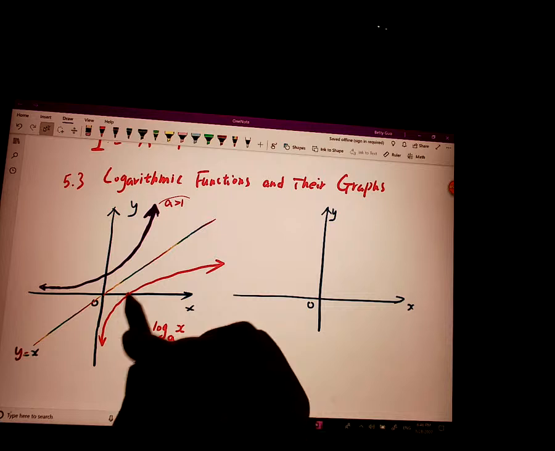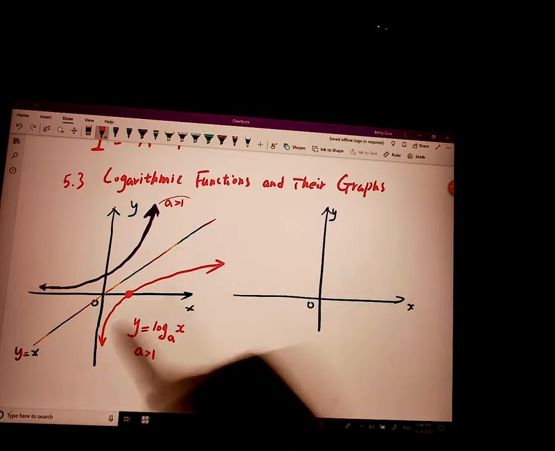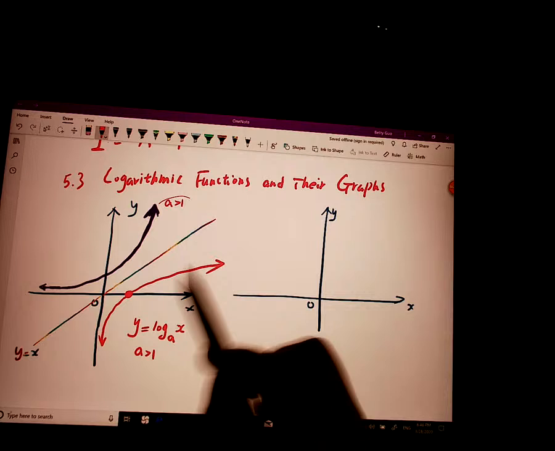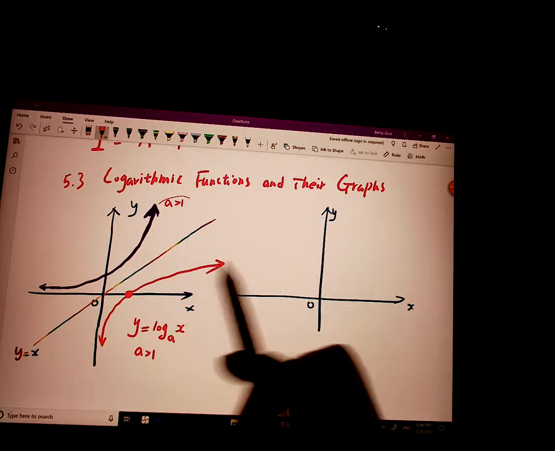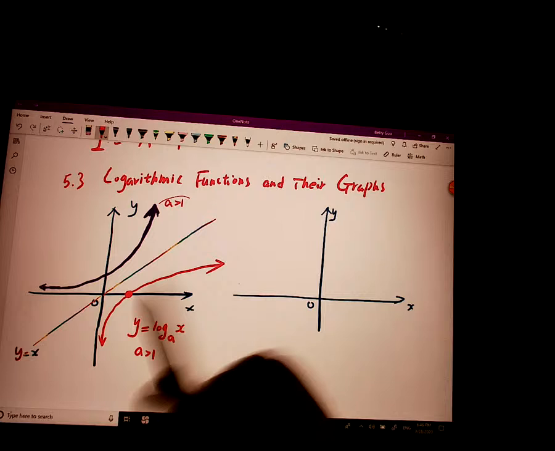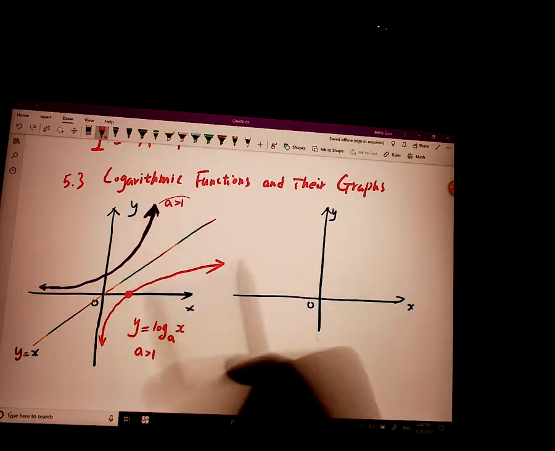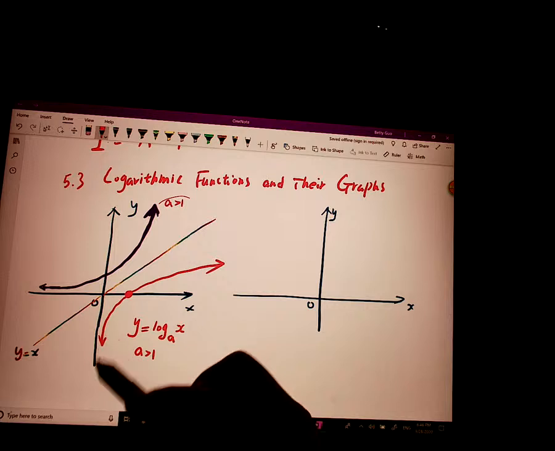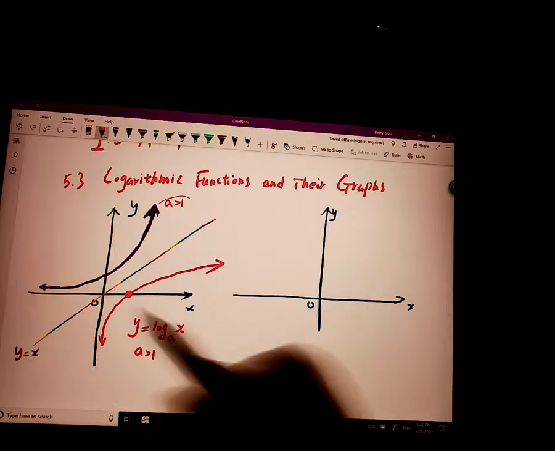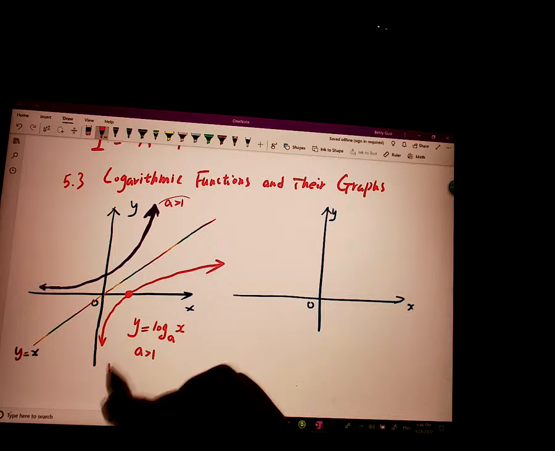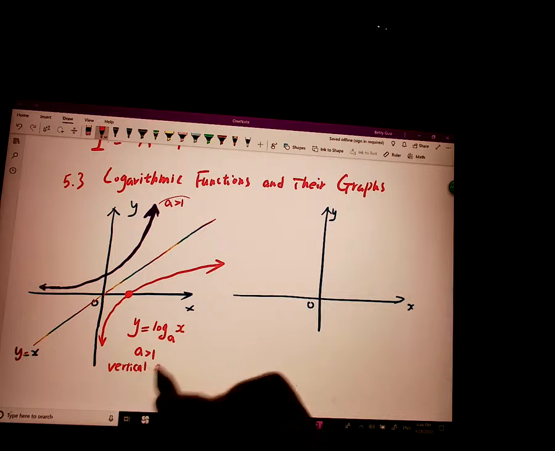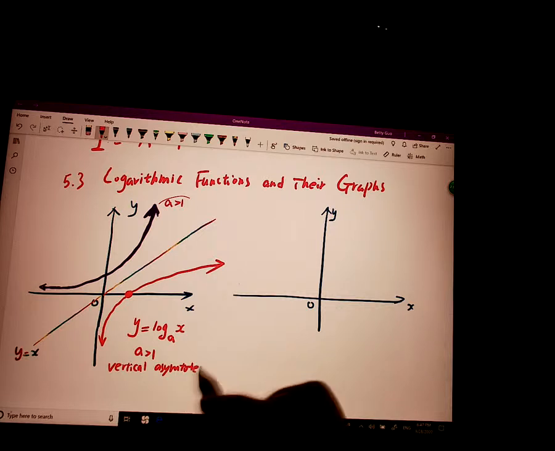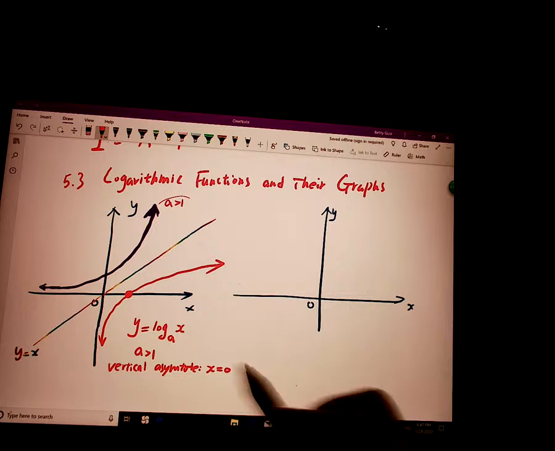Okay? You can see in quadrant 1, the curve is going up, but it's concave down. The exponential one is concave up, so this is concave down. And in quadrant 4, the curve is getting closer to the y-axis, very, very close, but never touching or crossing. That tells us the function has a vertical asymptote. The vertical asymptote is the y-axis, x equals 0.